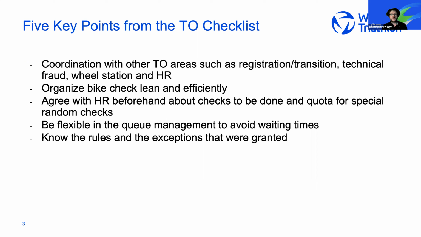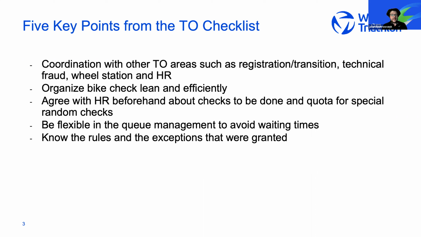In order to have this, you need to agree with your head referee beforehand about which checks need to be done and which quota you have for the special random checks. It might be that you check all the wheels, but you might not check all the saddles. You might not even do the technical fraud check for all the bikes. But you need to agree beforehand how many you want and how flexible you are in the end.